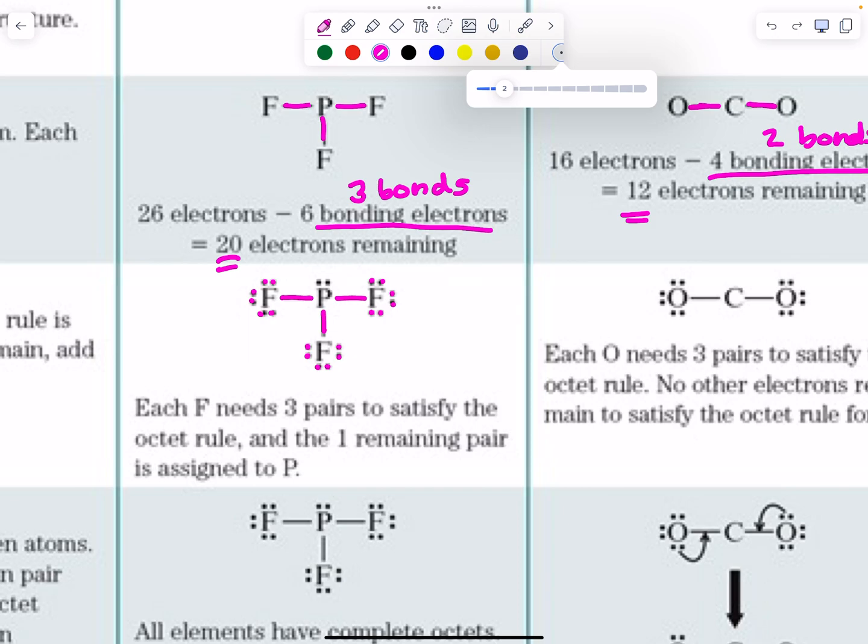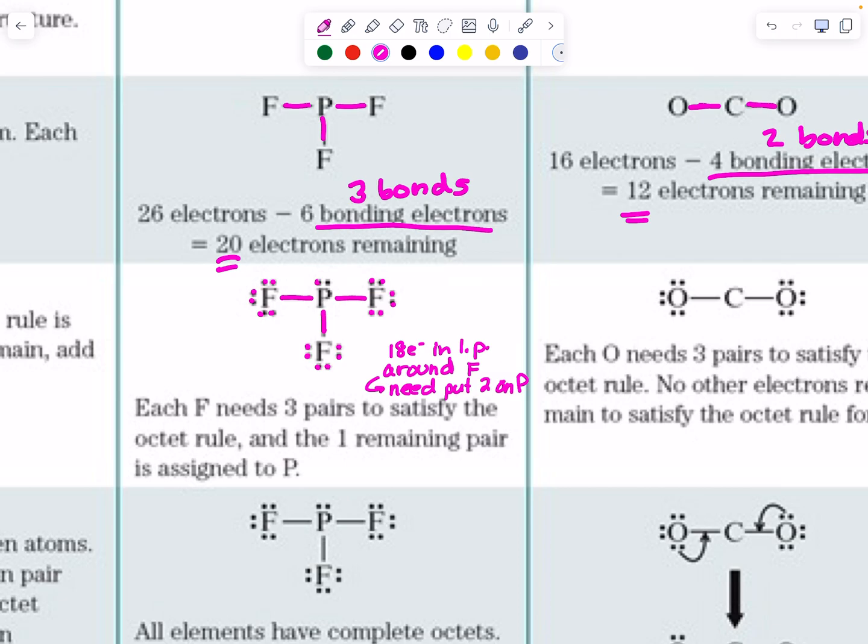So I've got 18 electrons in lone pairs around fluorine. So that means I need to put 2 on the phosphorus, okay? And so that's how I get to this lone pair here. All right, so I have placed all my electrons.